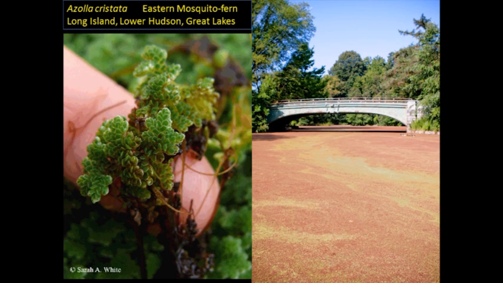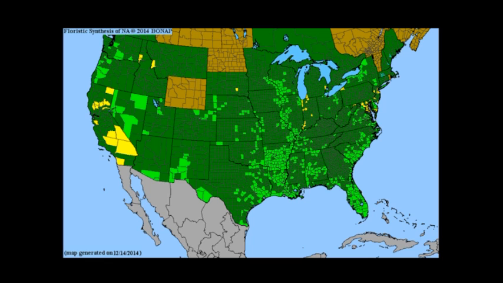Yeah. Well, this will take over an algal bloom. This will keep an algal bloom out. It's pretty too, actually. And there's where it is native. So it's spread around. You can see in New York, up around the Great Lakes and down Lower Hudson.